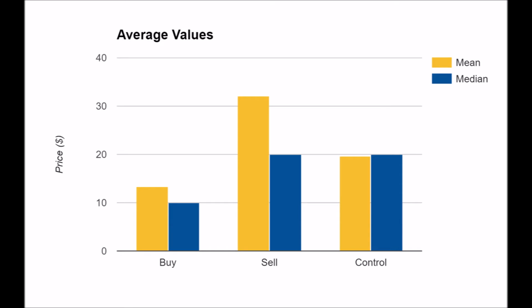This bar graph shows the mean and median values of the buy, sell, and control groups. The buy group has a mean of about $13 and a median of about $10. The sell group has a mean of about $32 and a median of about $20. But the mean and median of the control group is about $20. The average value of the sell group is about 2.42 times greater than that of the buy group.